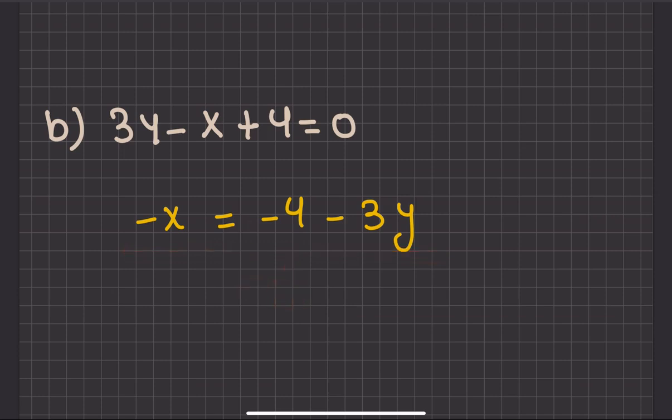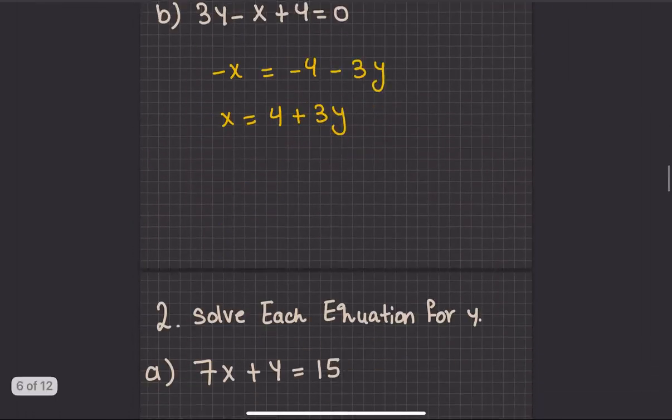Minus 1 divided by minus 1 equals 1. So I'm going to have x equals minus 4 divided by minus 1, which is 4, and minus 3 divided by minus 1 is 3. So this is what I have: x equals 4 plus 3y.